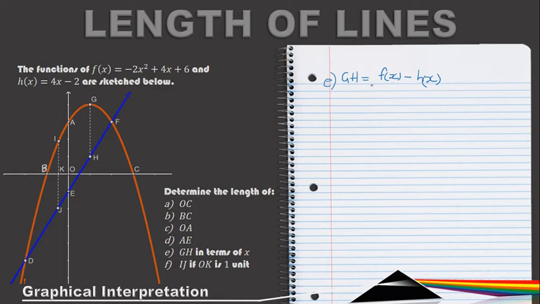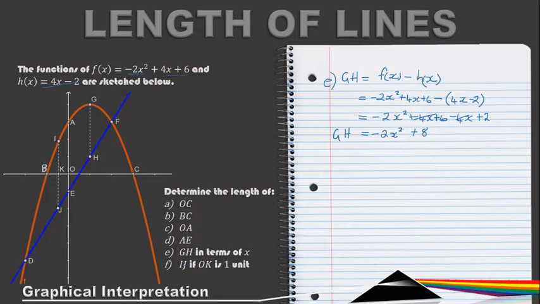Now we can just substitute in these values. f(x) being this whole function, we've got minus 2x squared plus 4x plus 6 minus, and it's important to put the whole of h(x) in brackets, 4x minus 2. To simplify, we have minus 2x squared plus 4x plus 6, multiply in the minus gives minus 4x plus 2, and then add the like terms. So minus 2x squared, 4x minus 4x becomes 0, and 6 plus 2 is 8. That gives us negative 2x squared plus 8. That's GH in terms of x.